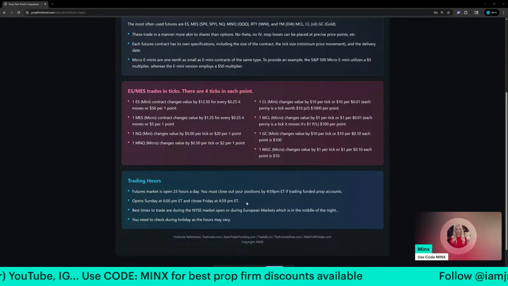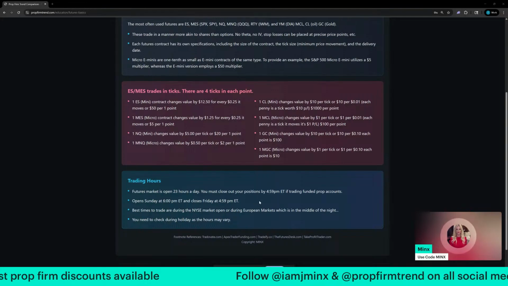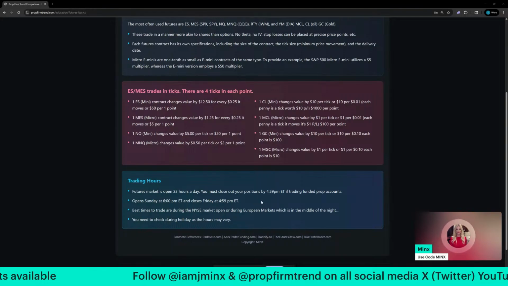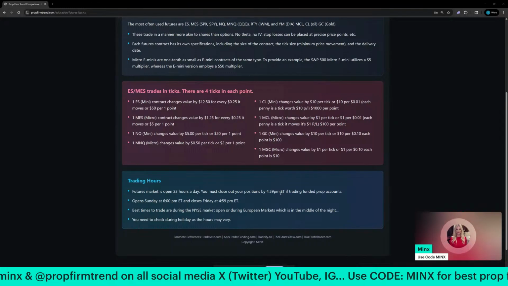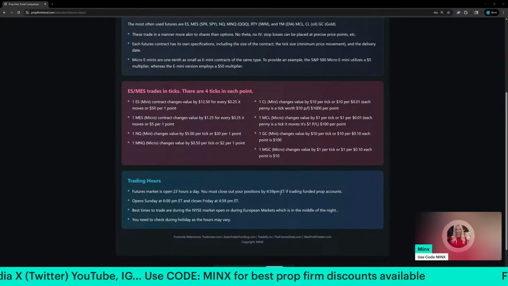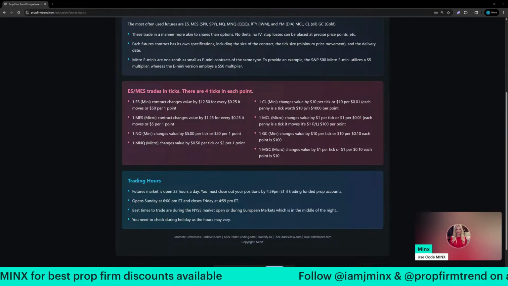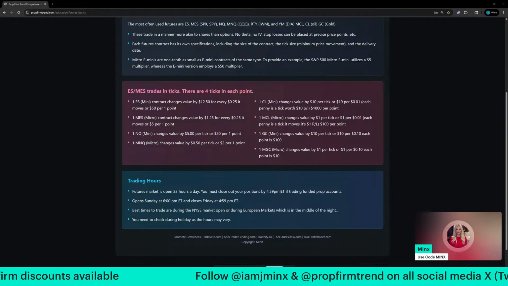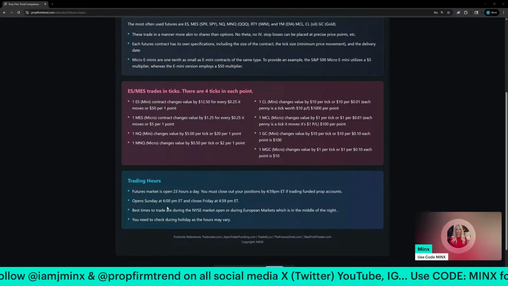So futures market is open 23 hours a day. You must close out your positions by 4:59 p.m. if trading on funded prop accounts. Top Step is one that makes you close your position by 4:10 p.m. But others, you have to check their website and their rules. But it opens Sunday at 6 p.m. Eastern, closes Friday at 4:59 p.m. Eastern.